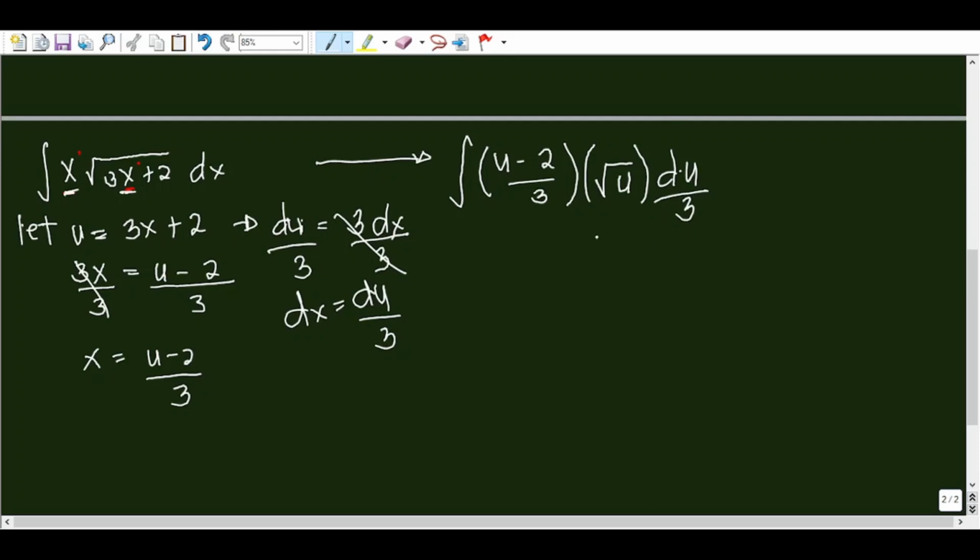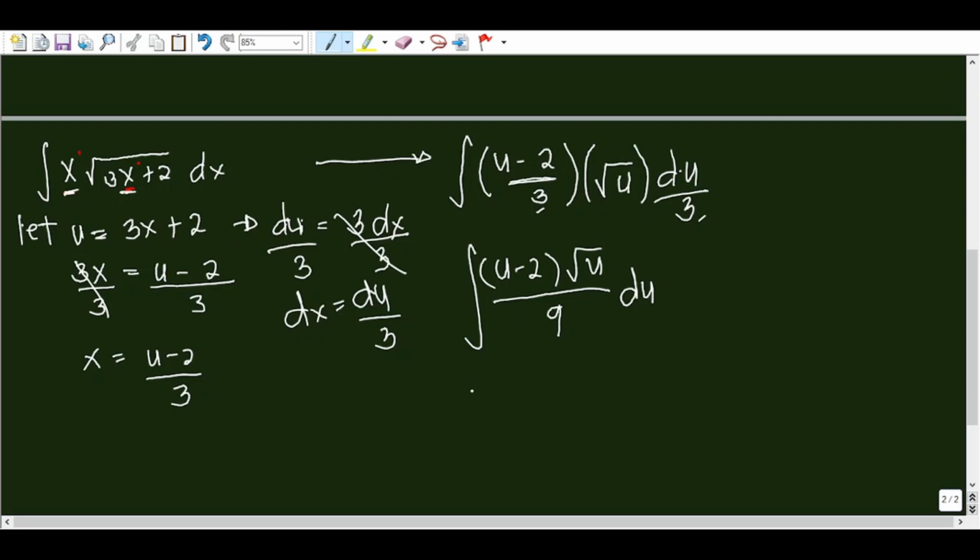Anong susunod na gagawin natin? Since parehong denominator yung 3 dito tsaka yung 3 dito, pag-multiplyin ko na lang. So, magiging u minus 2 times the square root of u over 3 times 3, that is 9. Do not forget the integral du.